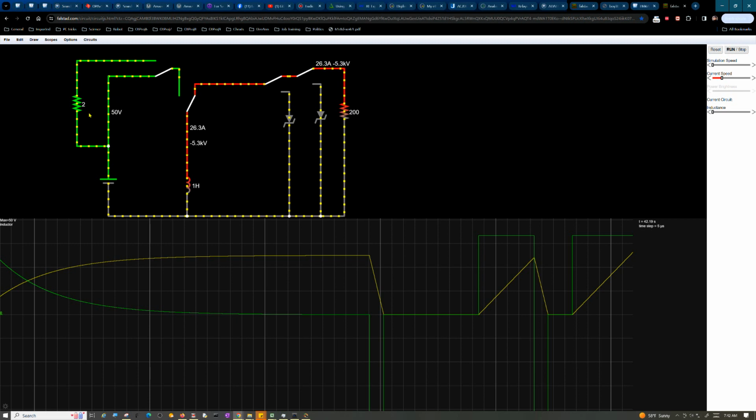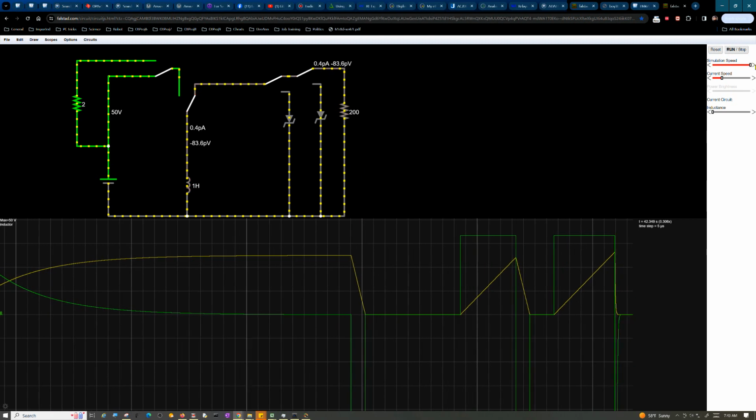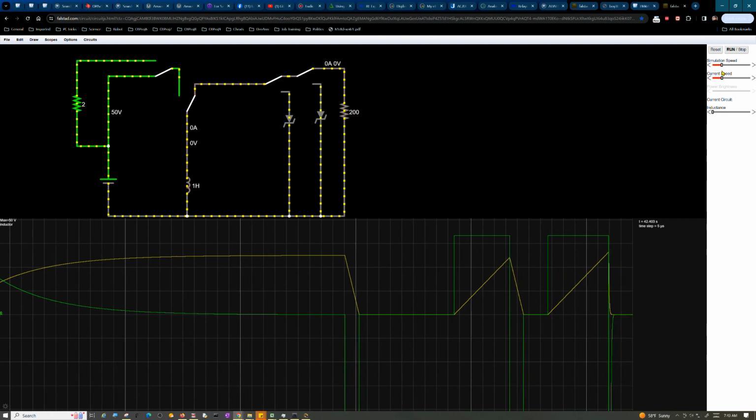See, at 2 ohms, if you recall, it got up to 25 amps maximum. Well, at 200 ohms, it's still got the 26 amps flowing through it, but it's actually upped its voltage to 5 kilovolts, about 100 times what it would have been over here. And let me go ahead and run this thing fast so you can see how fast it discharged.